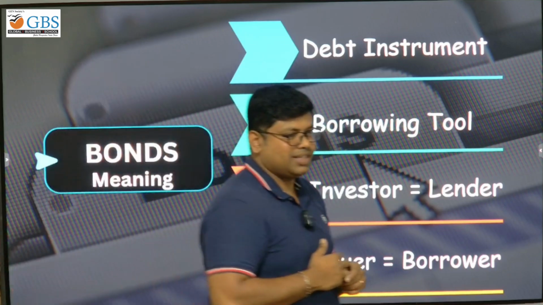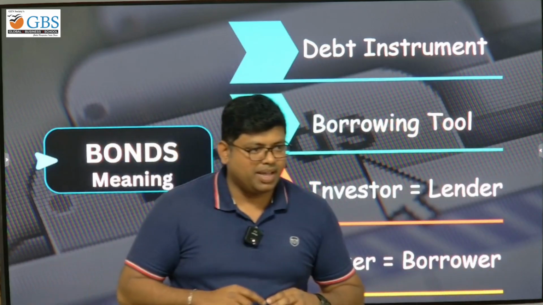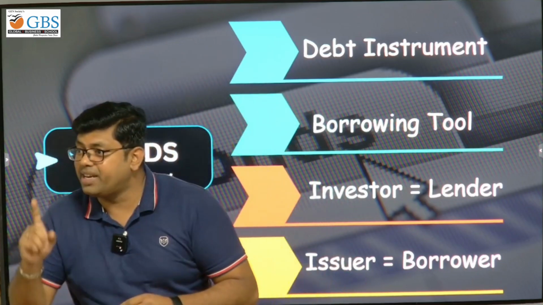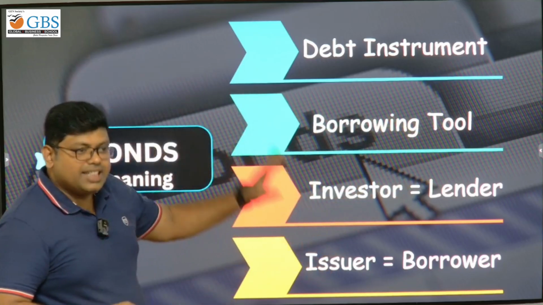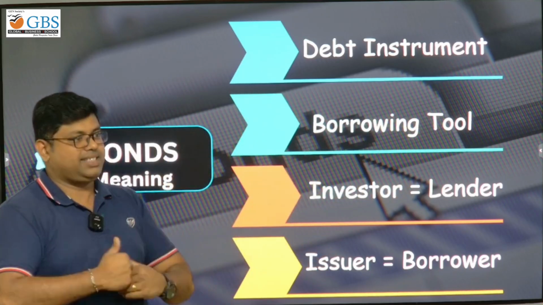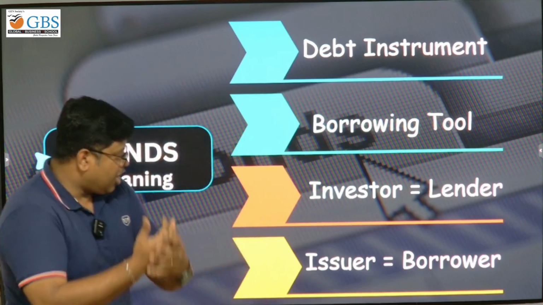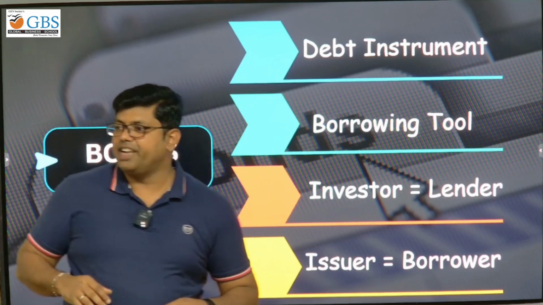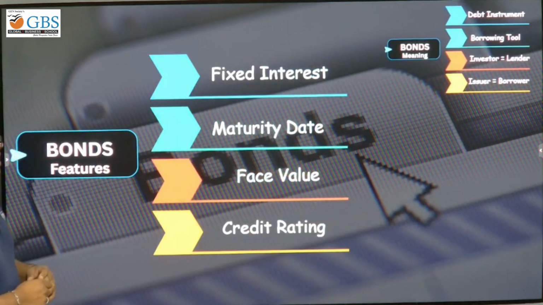Any doubt up to this? Understood? So a bond is a financial instrument. It is also one type of security. It is also called a debt instrument. Correct? And it is also called a borrowing tool. Investors in this are lenders. You are giving money to the corporate. So the corporate is the borrower by issuing what? Bonds. Very, very simple. Any doubt? Clear? Okay. Done.